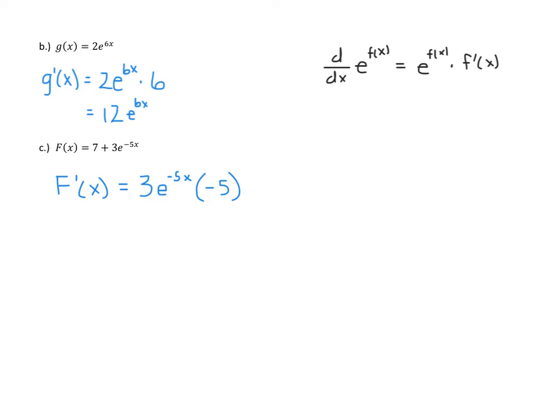So we just have to remember that even though the derivative of e to the x is e to the x, if we have something more than just an x in our exponent, then we need to multiply by the derivative of that exponent. Alright, so now simplifying, we have a negative 15 e to the negative 5x as our answer.